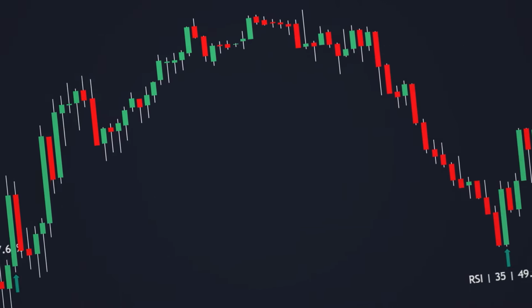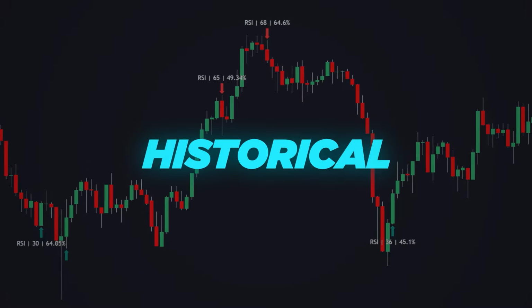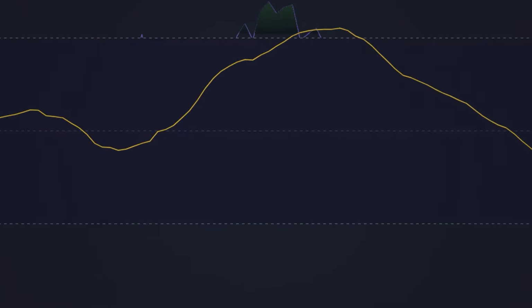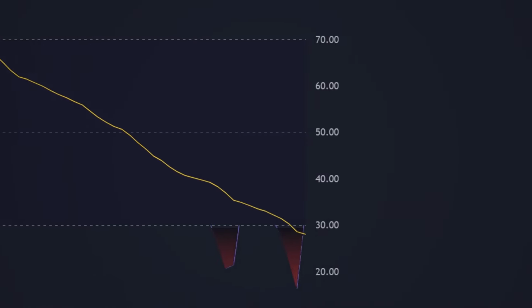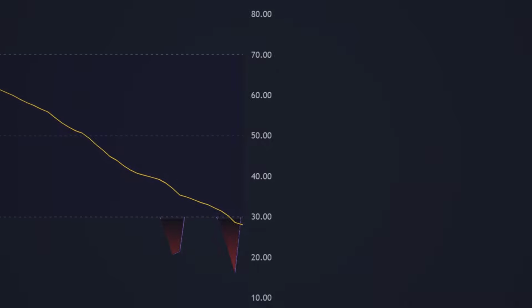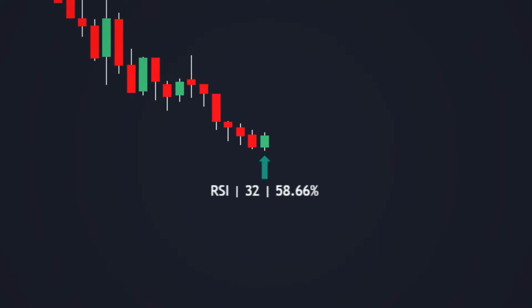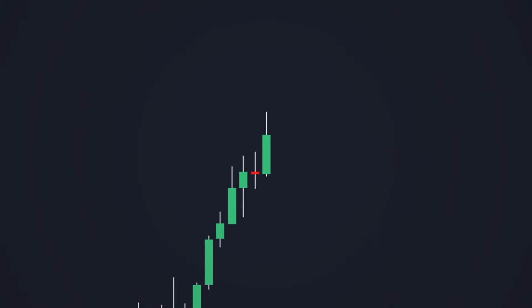And look, this works because it's not guessing. It uses historical, tested, and proven data about where real reversals happen and what the RSI looked like when they did. So if you're still using the RSI the old-fashioned way, hoping price reverses because you saw the RSI hit 30, you're basically bringing a knife to a gunfight. Start using the KDE RSI. It's free, it's simple, and it gives you a real edge in spotting reversals before they happen.